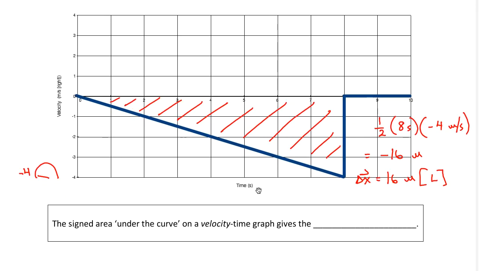So although we call it the area under the curve, it's really the area between the curve and the time axis. And I'm also going to call it the signed area under the curve, because here this area is negative 16. And that means that we've got in this case, a leftward displacement. So the signed area under the curve on a velocity time graph gives us the displacement.